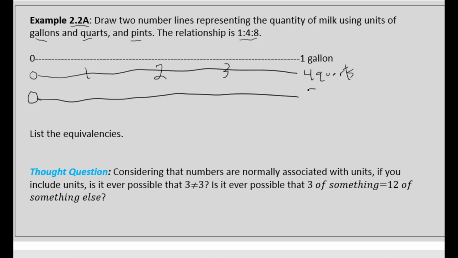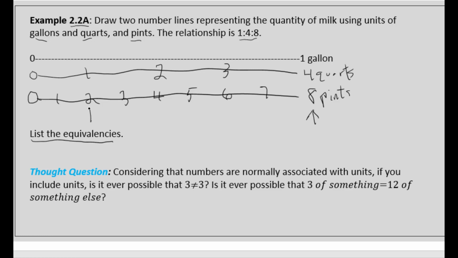And that would be 8 pints, right? And these line up vertically, they are equivalent. So let me put in 8 here. 1, 2, 3, 4, 5, 6, 7, 8 pints. So now it says list the equivalencies. Well, I'm going to list some of them here.